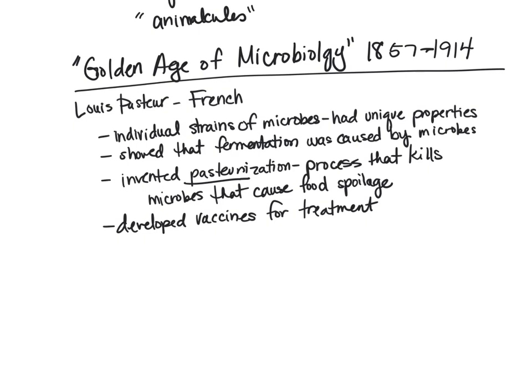So just a little bit now that you should know about Louis Pasteur is that he did connect individual strains of microbes, took a look at individual microbes, and then saw that they had unique properties that were separate from others. Showed that fermentation was caused by microbes. He invented pasteurization to kill these microbes, the ones that are causing food spoilage, so that people could have food that lasted longer. And then he developed vaccines for treatment. So he worked on noticing that they had unique properties and then using those unique properties to get rid of them. And then secondly, during this golden age of microbiology, we had Robert Koch.